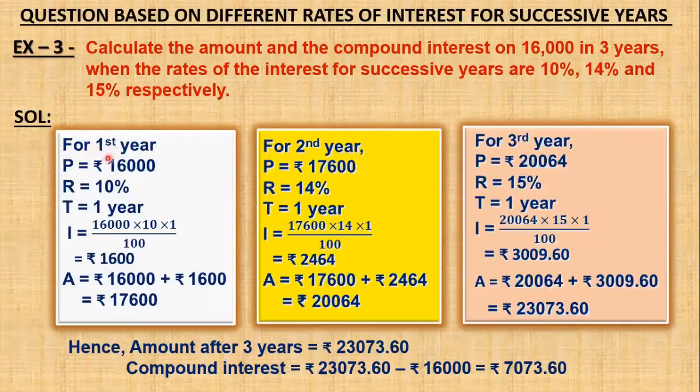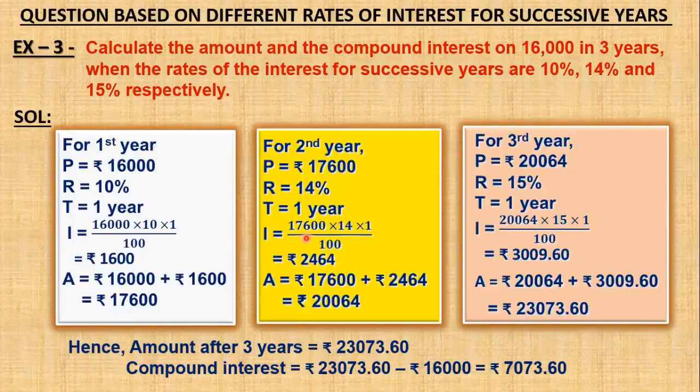For first year, principal rupees 16,000, rate 10%, time 1 year, and interest using the formula PRT upon 100, we get rupees 1600. Therefore, amount is equal to rupees 16,000 plus rupees 1600, that is rupees 17,600. Now this amount will act as principal for the second year. For second year, principal rupees 17,600, rate 14% as it is given in the question.